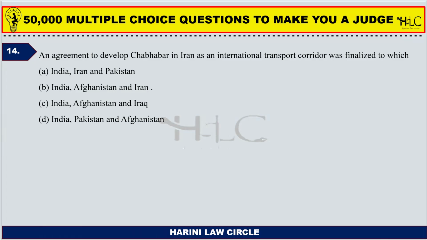So why was this port developed? Because to trade with Afghanistan from India, we have to go through Pakistan. So to forego that route, the Indian government, with an agreement with Afghanistan and Iran, has developed this Chabahar port. The Chabahar port is in Iran and this route specifically gives India a chance to trade with Afghanistan, bypassing Pakistan.